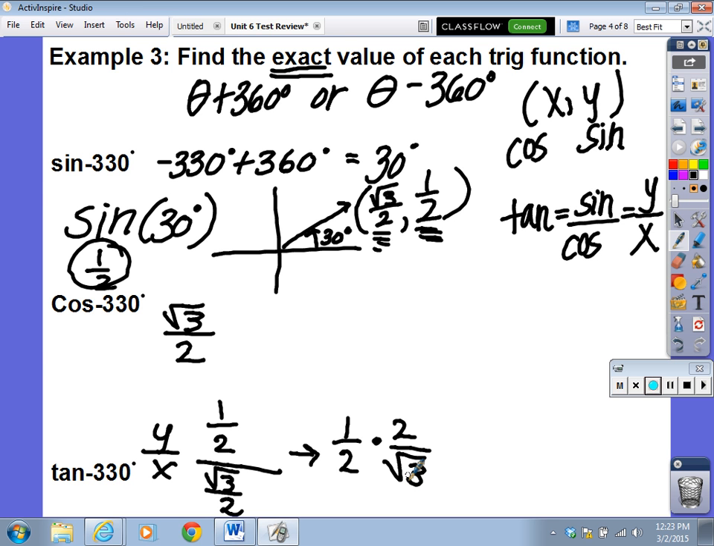Then multiplying straight across, this is going to simplify because 2 divides by 2. And then multiplying straight across, I have a 1 left on top and a square root of 3 left on bottom. So 1 over the square root of 3.